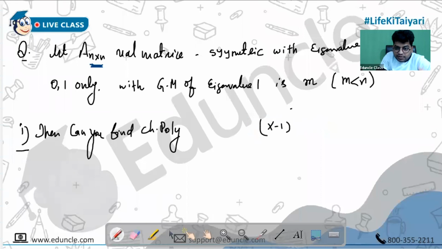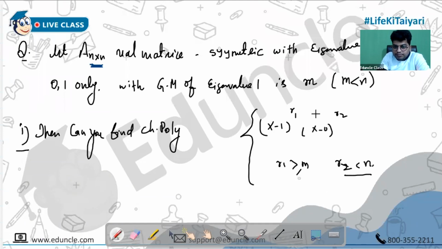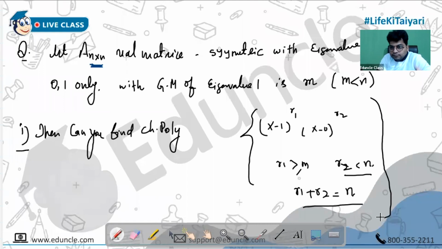x minus 1 to the power r1 and x minus 0 to the power r2. r1 is greater than or equal to m, and r2 is greater than or equal to... I don't know what r2 is, because we don't know its geometric multiplicity. Yes or no? Because r2 is less than n. I don't know about that. But basically these are the powers. The total sum r1 plus r2 is n. Yes or no? Is it clear till now?